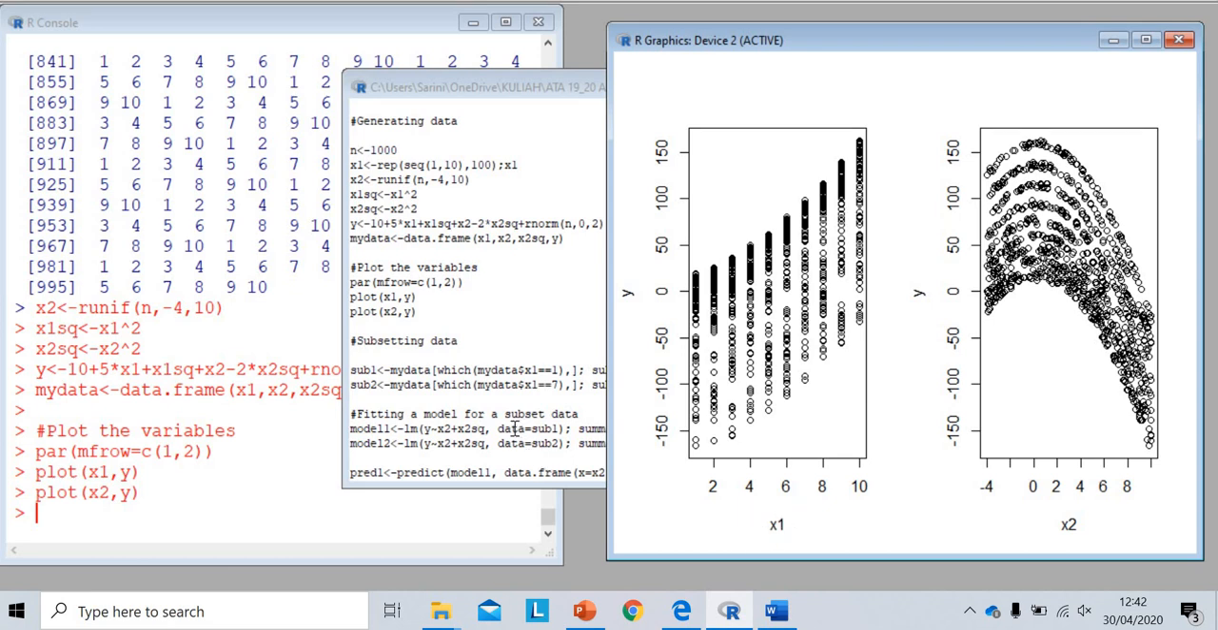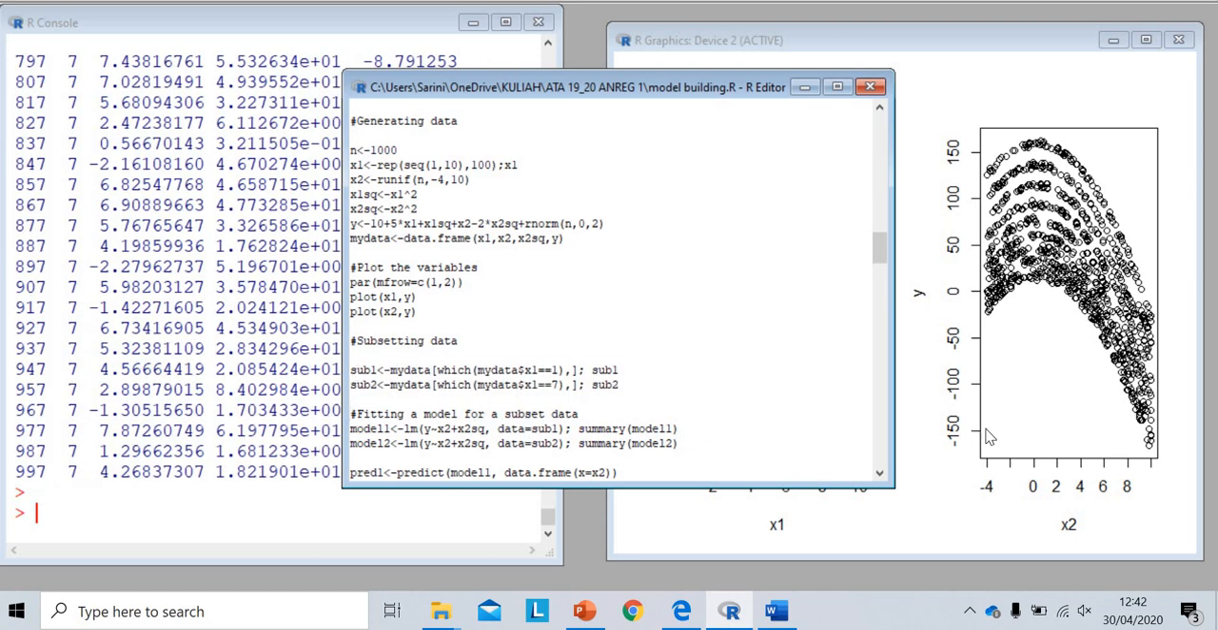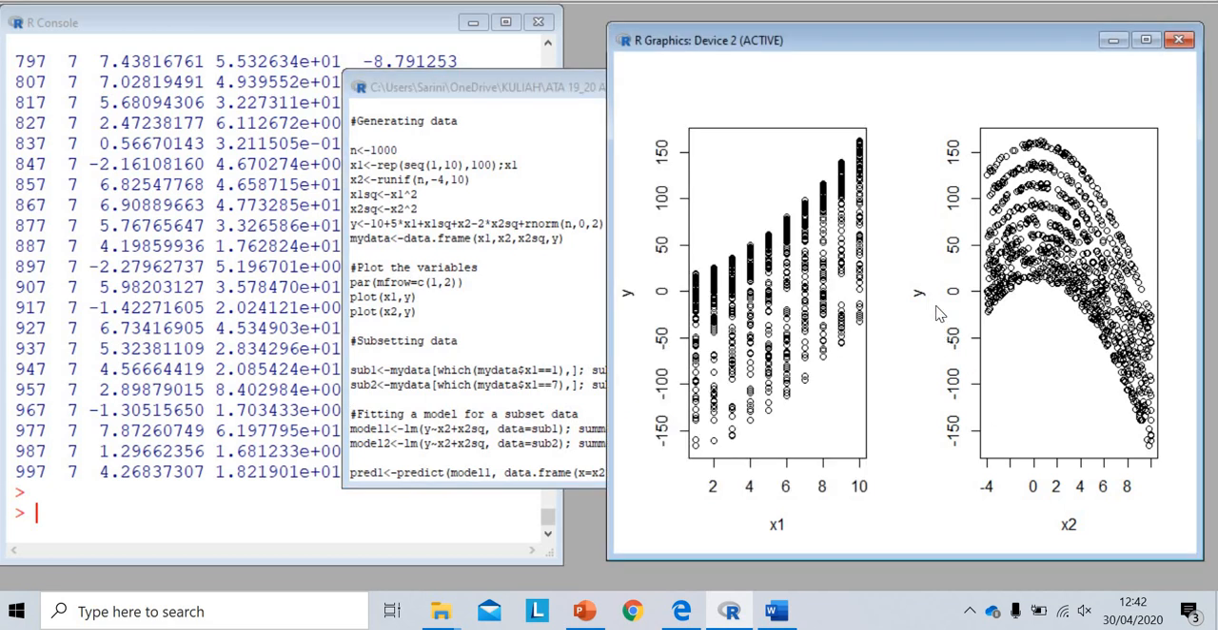Okay, now how do we do that? So you have to subset your data. For example, in here, I will check the effect of x2 on y, whether it depends on the level of x1.